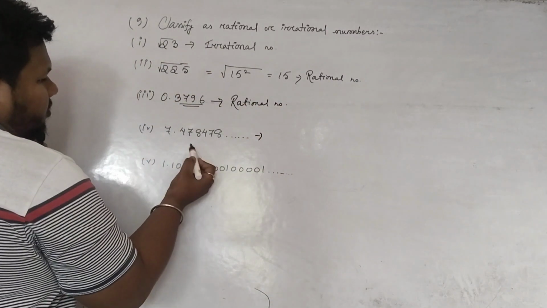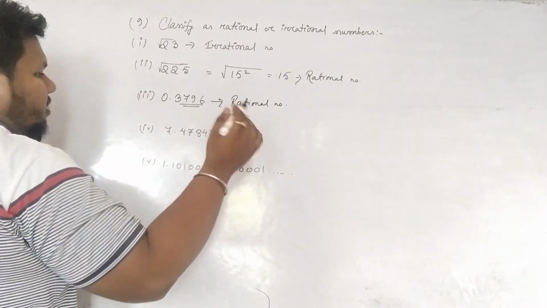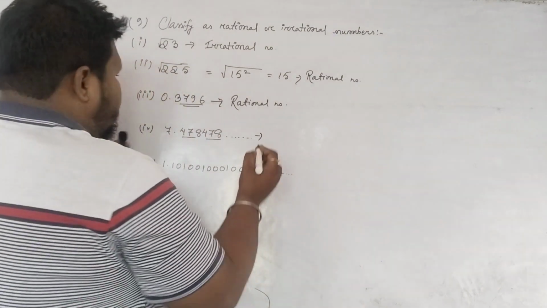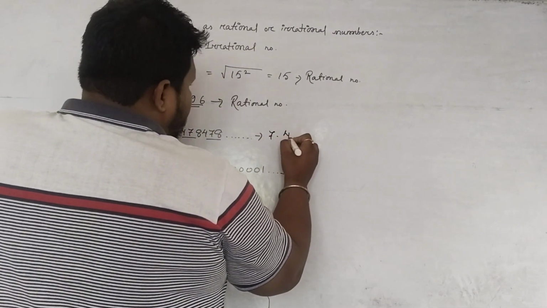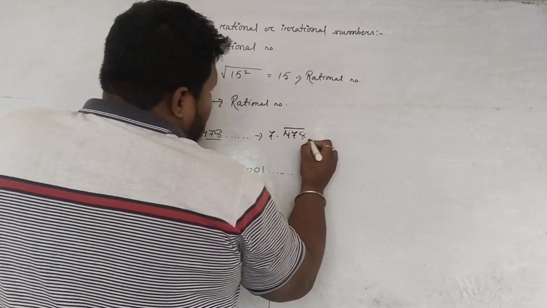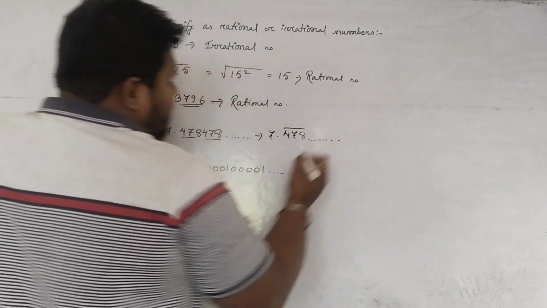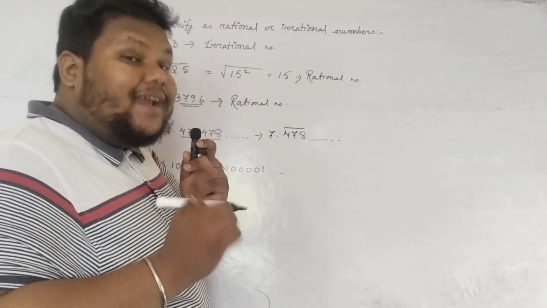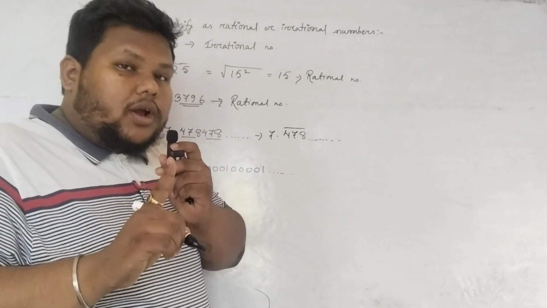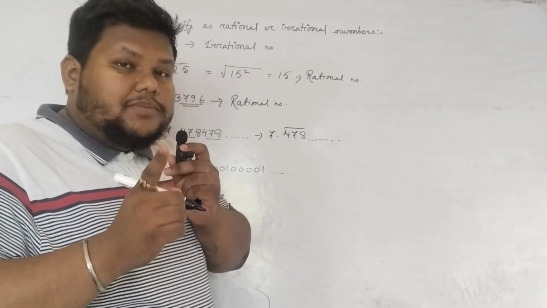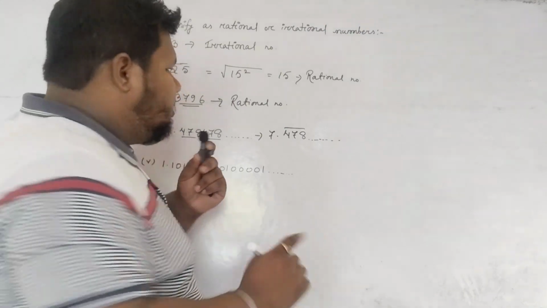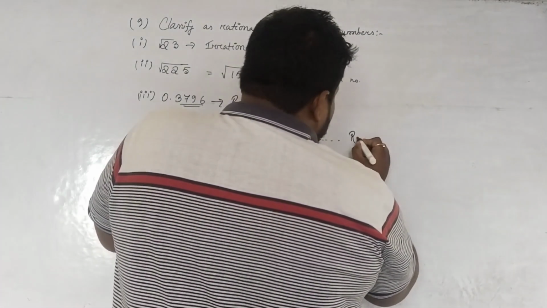Next, you see it is non-terminating since it is going on, but it is recurring, the digits are repeating. That means you can write here 478 bar dot dot dot. So 478 is repeating. So it is non-terminating and recurring. Now what I told, non-terminating and recurring, that means if the digits are repeating, then we can convert it into a rational number. So this is a rational number.